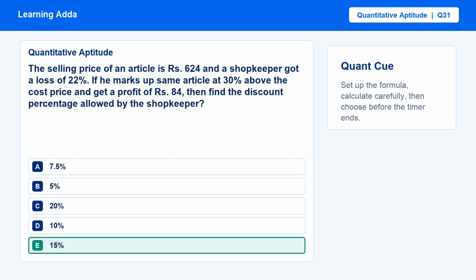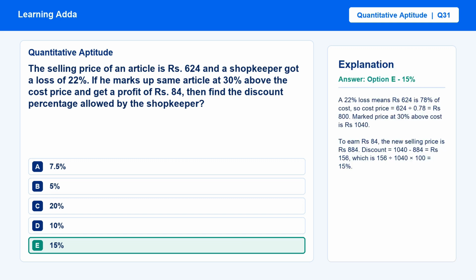The answer is option E, 15%. A 22% loss means rupees 624 is 78% of cost, so cost price is equal to 624 divided by 0.78 is equal to rupees 800. Marked price at 30% above cost is rupees 1040. To earn rupees 84, the new selling price is rupees 884. Discount is equal to 1040 minus 884 is equal to rupees 156, which is 156 divided by 1040 multiplied by 100 is equal to 15%.